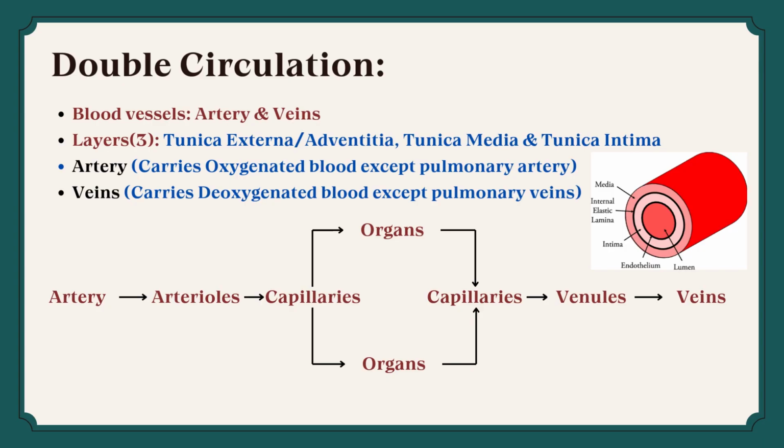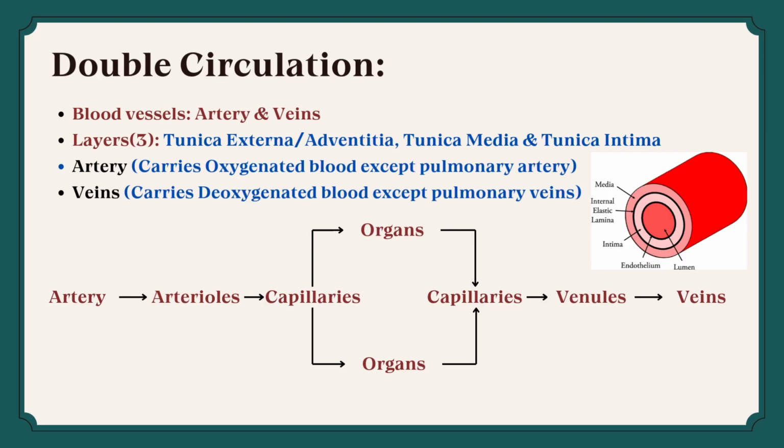Let's move into the next topic, double circulation. Double circulation usually happens in humans in a closed circulation. The blood vessels which help in the double circulation are arteries and veins. There are 3 layers in both arteries and veins. The external layer is called tunica externa or adventitia, the middle thin layer is called tunica media, and the innermost layer is tunica intima. Arteries carry the oxygenated blood except the pulmonary artery, and veins carry deoxygenated blood except pulmonary veins.